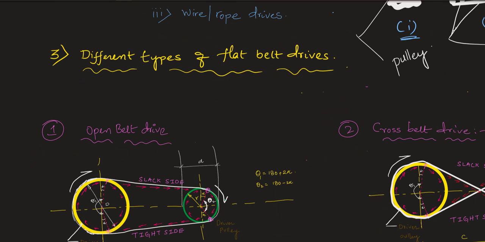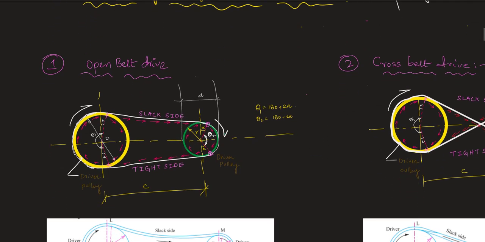Now once we have looked at the types of belted drive, we will have a look over different types of flat belted drive. If you take only flat belt into account, what are the different configurations we can have. Starting with number 1, that is called an open belted drive. An open belted drive is one in which both the driver and the driven pulley will be rotating in the same direction.